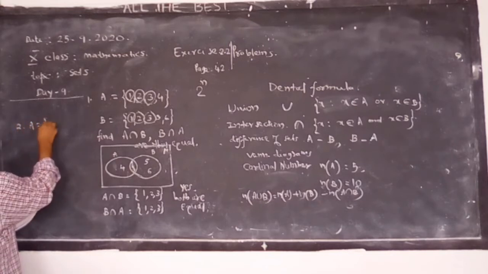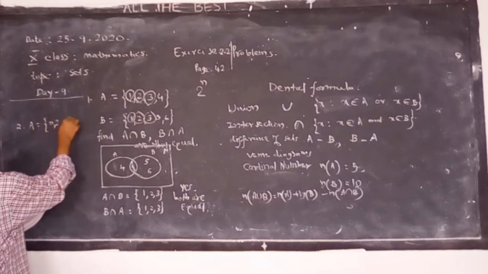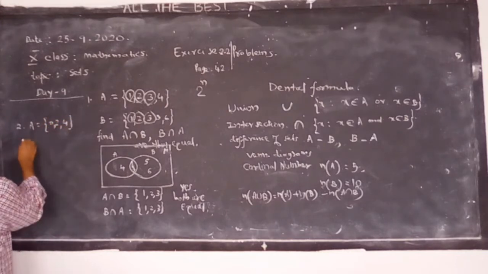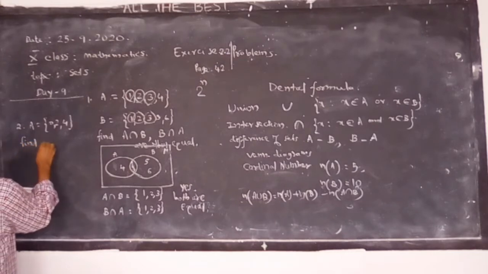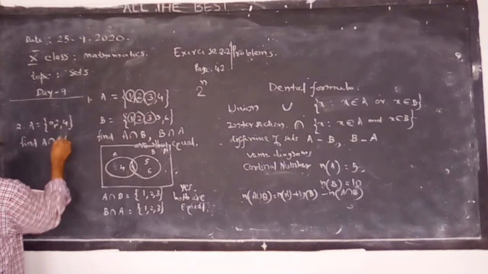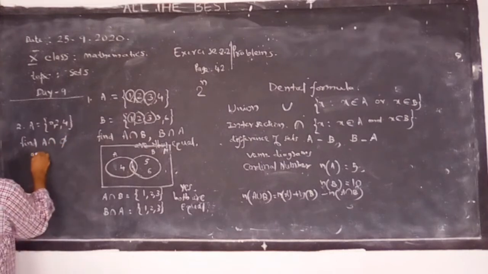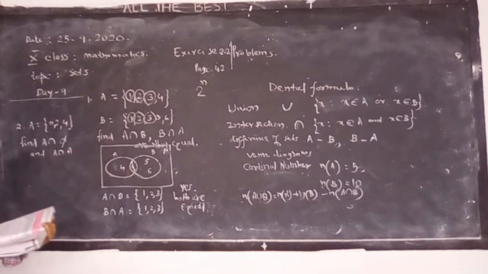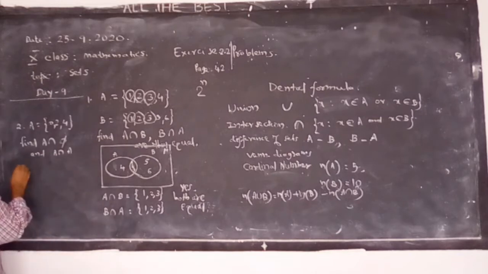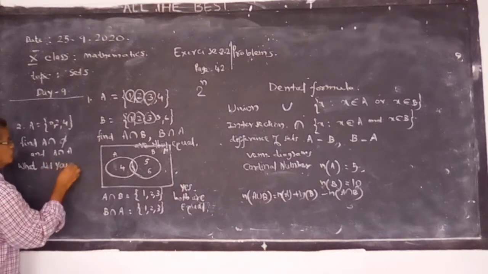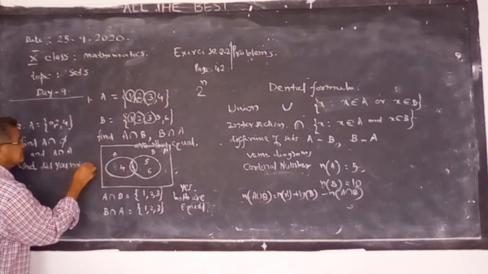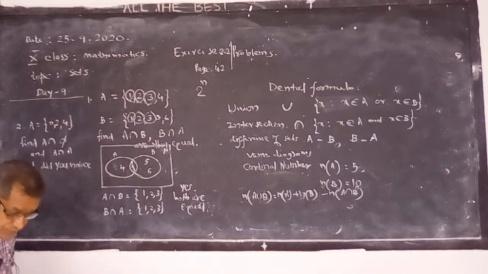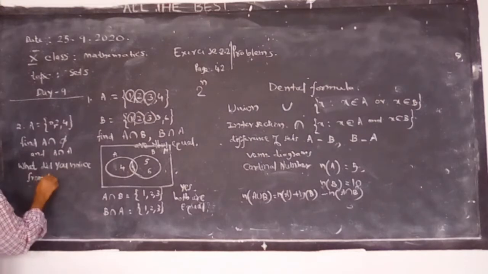A is 0 to 4. Find A intersection of sets, and A intersection A. What did you notice from the result?